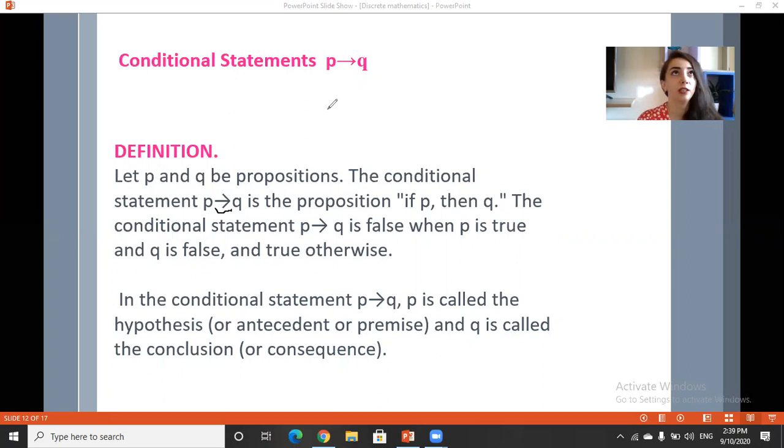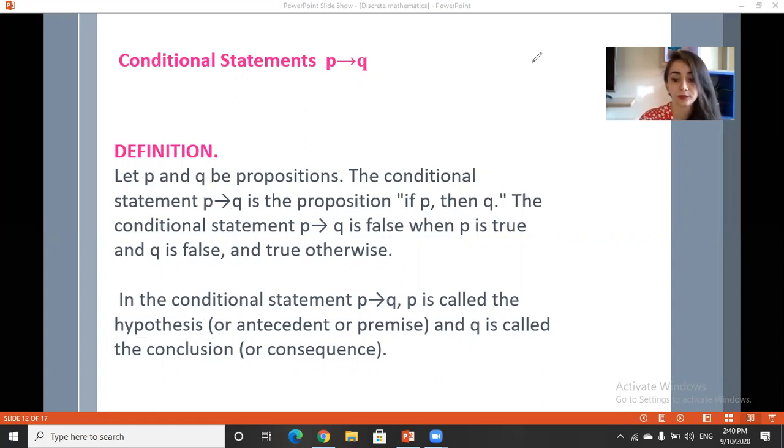If it's raining, then I'll take my umbrella. Can you imagine, if one event happens, then the second event happens. In order for the second event to happen, the first event should happen. If it's raining, I'll take my umbrella. The conditional statement is false when P is true and Q is false, and true otherwise. We will show an example. In the conditional statement P implies Q, P is called the hypothesis, or premise, and Q is called the conclusion or consequence.